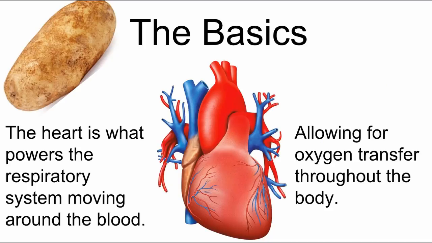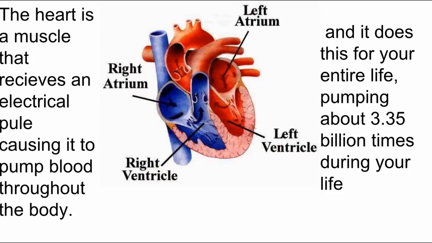So the heart is what powers the respiratory system. It moves blood around, and this allows for oxygen transfer throughout the body, basically keeping you alive. So the heart is a muscle that receives an electrical pulse, causing it to pump blood throughout the body. And it does this for your entire life, about 3.35 billion times throughout a lifetime.